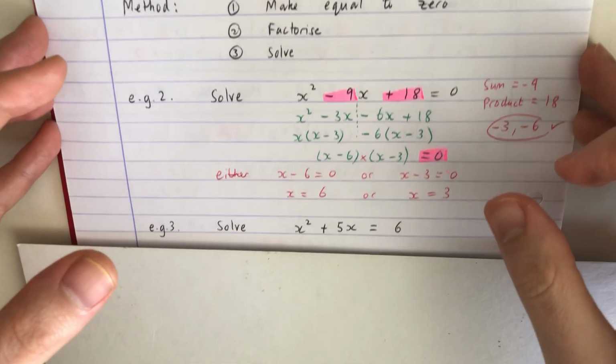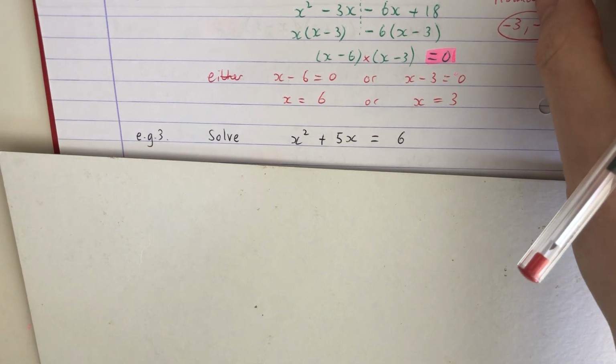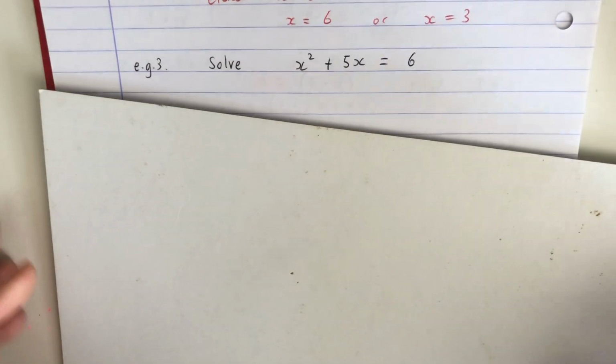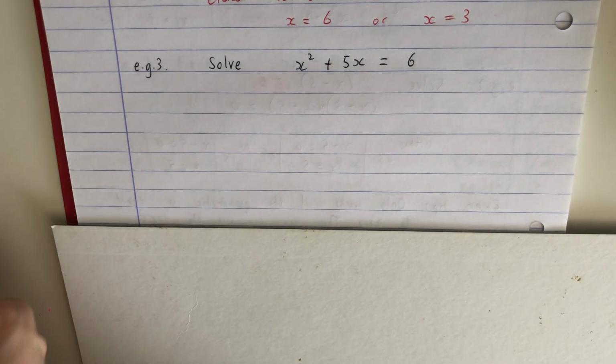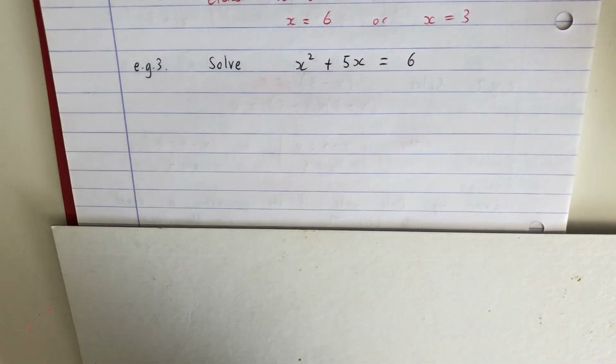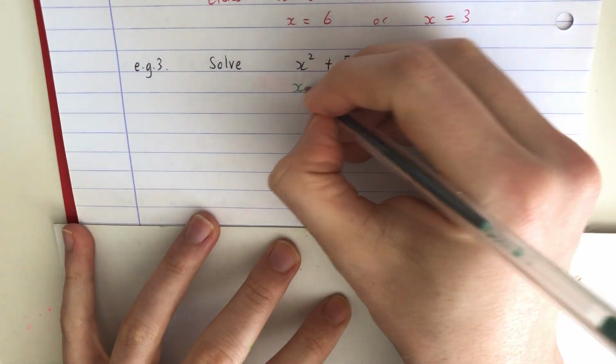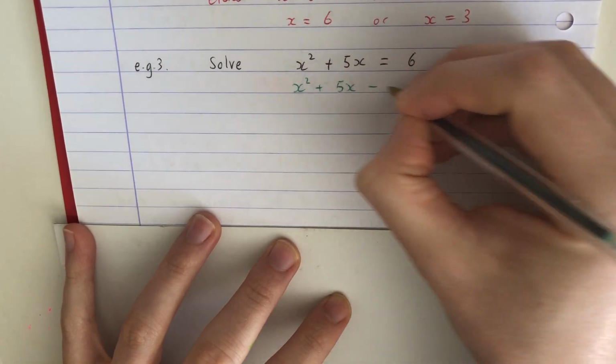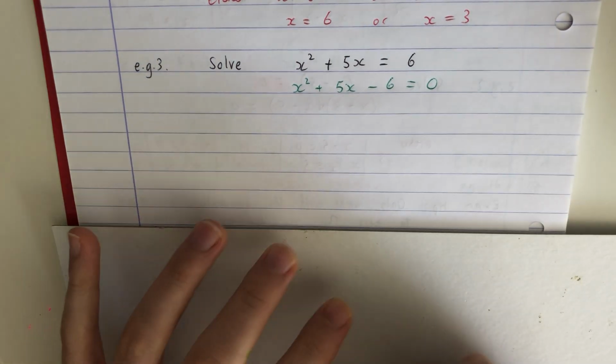Okay, example number 3, one more example, I think. Okay, we've got x squared plus 5x is equal to 6. And go through the steps again. We need to make sure it's equal to 0, and this is the first one now which is not equal to 0. So how can you make this equation equal to 0? You have to subtract 6. It's the only way to do it. x squared plus 5x subtract 6 is equal to 0. And now you solve this.